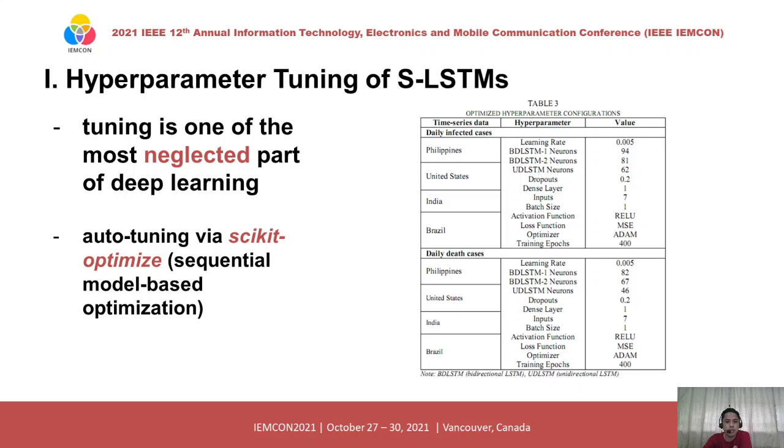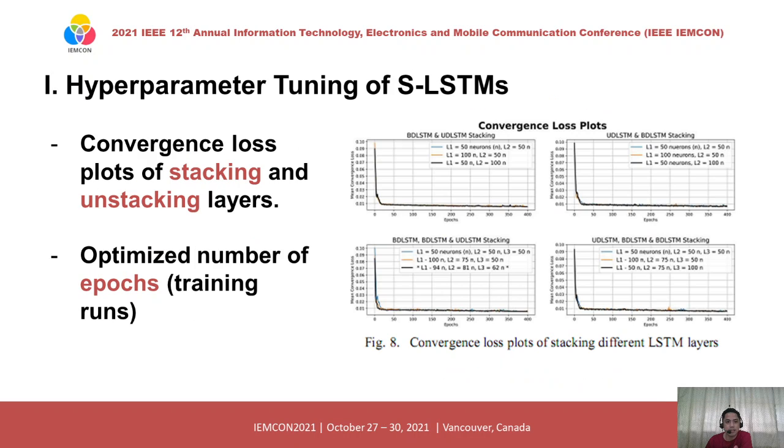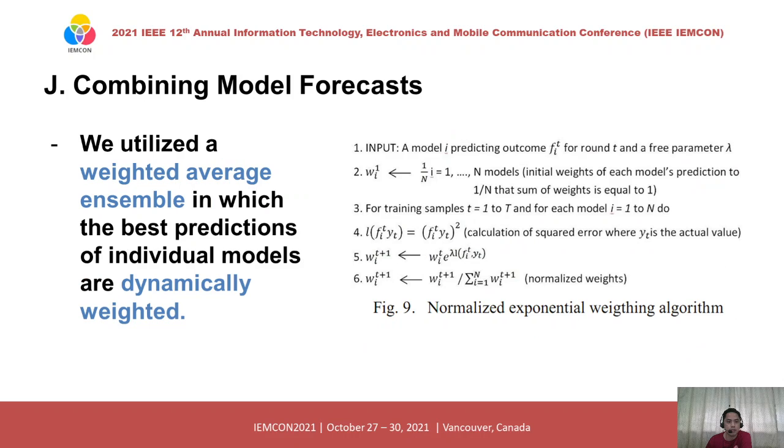So we utilize auto tuning via scikit-optimize for the sequential model-based optimization. You can see in Table 3 the parameters that we have used for a stacked LSTM. We also plotted convergence loss plots for stacking and unstacking layers, because we would like to know the effects of stacking and unstacking layers, and also the number of epochs, or the training runs, that will be used. So you can see the convergence loss plots.